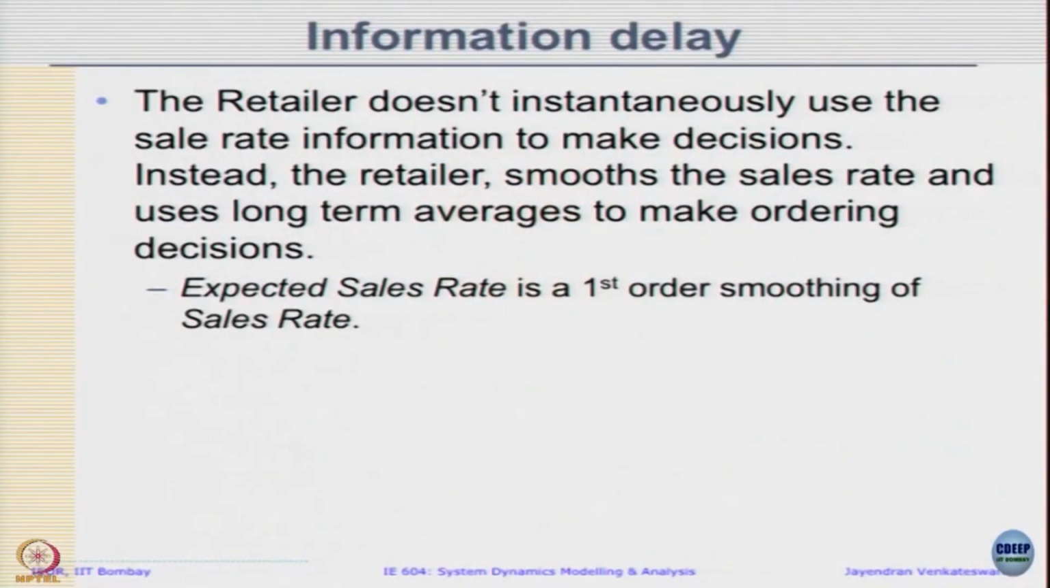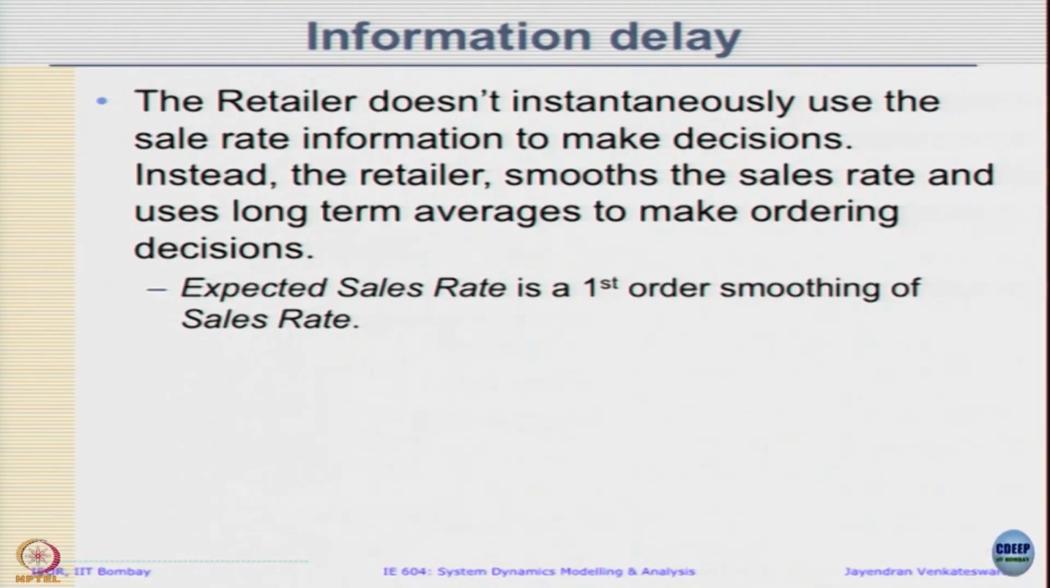The retailer does not instantaneously use the sales rate information to make decisions, that is a demand. Instead, the retailer smooths the sales rate and uses a long term average to make the ordering decisions. Just because sales rate immediately changes, he may not react to the change, because we do not know whether it is a short term or long term change. So, as soon as sales rate changes, he adjusts this expected sales rate slowly over time before he uses it in decision making. To model that, we should now improve on our model here.